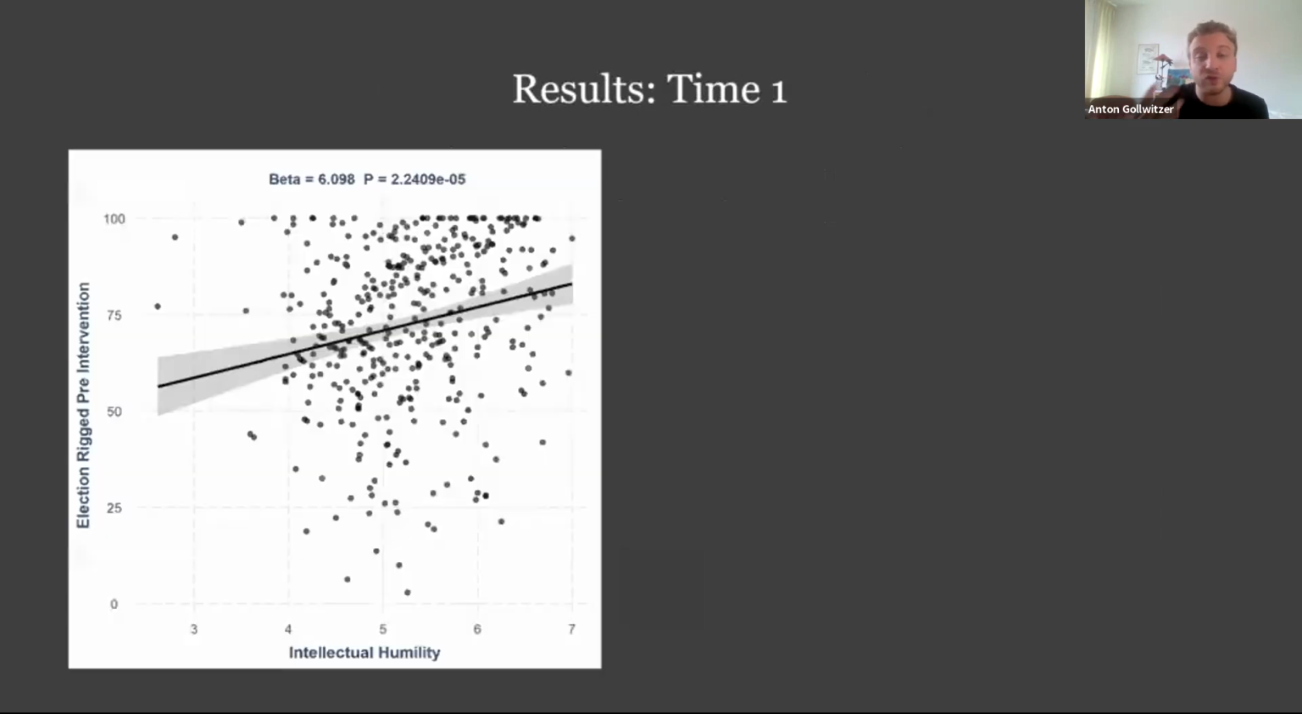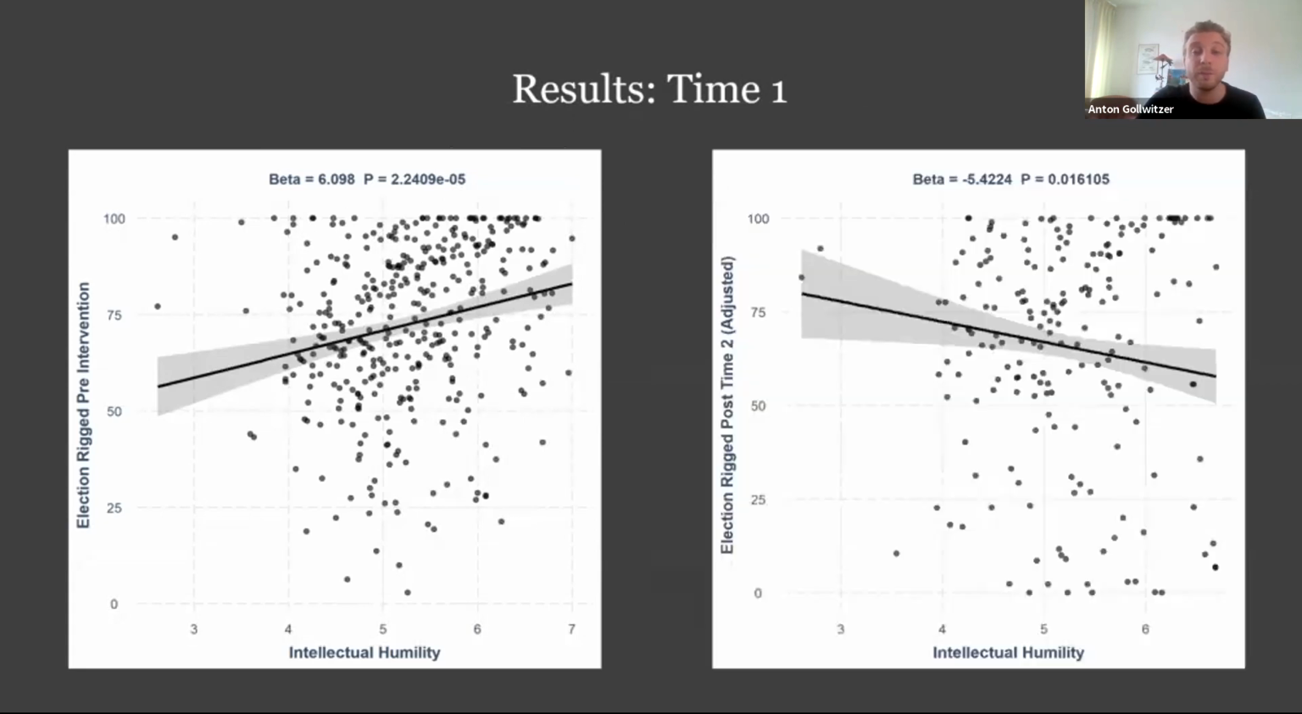And in line with this idea, I want to go back to that positive link between intellectual humility and thinking the election was rigged at baseline. Remember this troubling finding where you're like, wait a second, why does intellectual humility predict a greater false belief in terms of the election being rigged at baseline? So let's contrast that with the finding that intellectual humility predicts a greater reduction in thinking the election was rigged, even 2 months later.